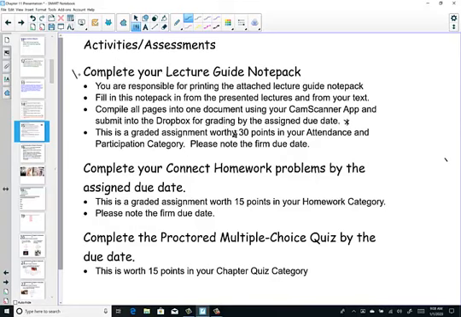So, of course, the first thing we'll do together is fill out our note pack and present lessons. The second assignment is to complete your Connect homework, which is on the McGraw-Hill Connect site by the assigned due date. They are 15 points in your homework category. And of course, the third for each chapter is to complete your proctored multiple choice quiz by the due date. That again is worth 15 points in the chapter quiz category. When I say proctored, remember our proctoring service is Proctorio, and you need to learn more about that by either reading the syllabus or course information module.